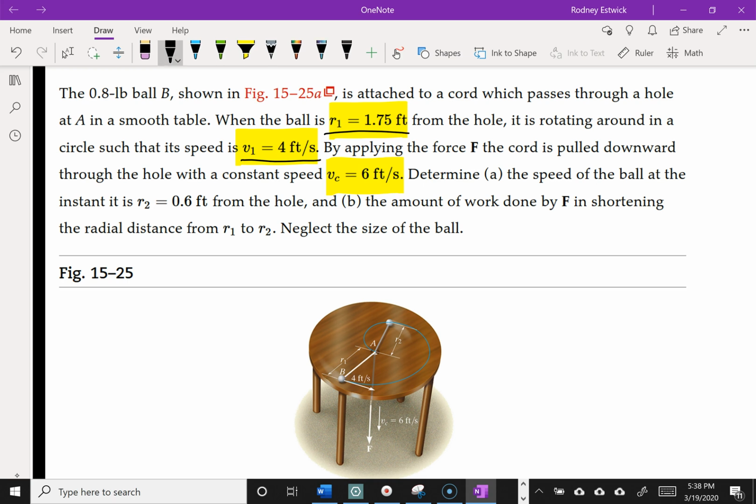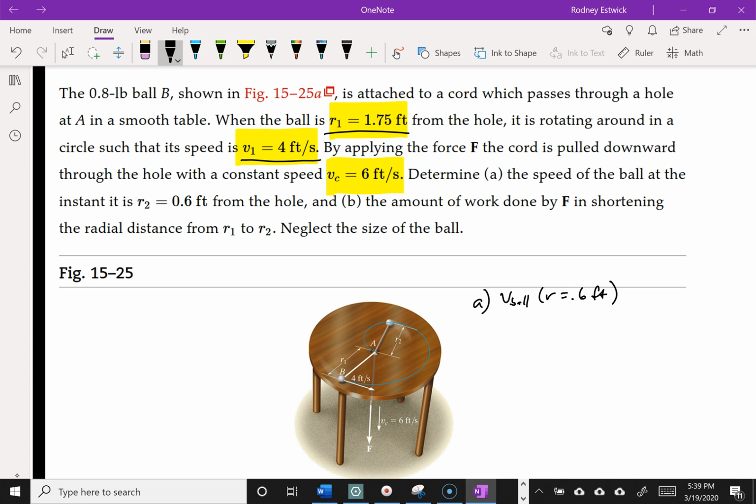All right, so what we need to do is find the speed of the ball when r is equal to 0.6 feet. So as drawn here, we'll call this that point, 0.6. And so we can use angular momentum to get there. We have an angular momentum to start with. We know the r, the radial length, and we know the speed 4. So we can get the initial angular momentum, and then we can get the final because we have the r distance in that case too.